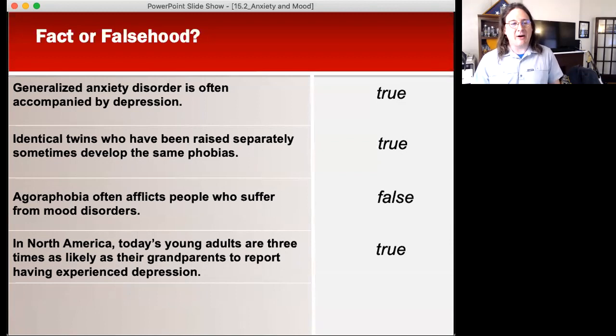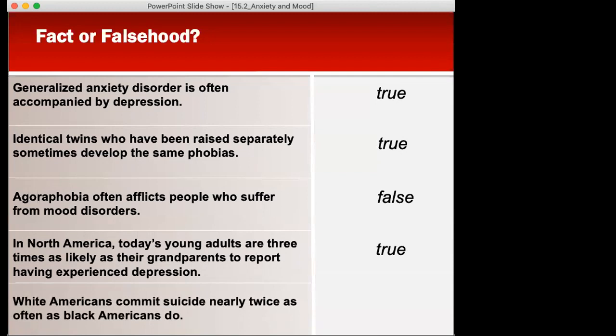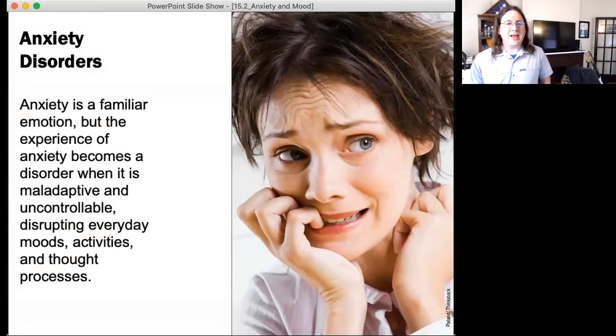and not complain, right? And then lastly, white Americans commit suicide nearly twice as often as Black Americans do. True. That's absolutely true, and we'll talk about what some of those reasons are. All right, so let's start off with anxiety disorders.